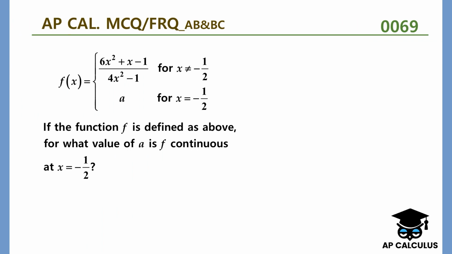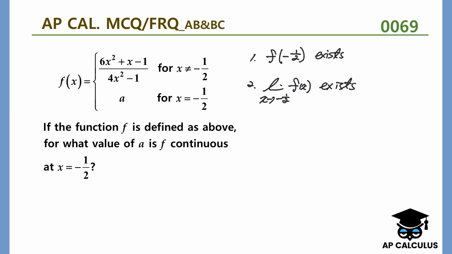Question 69. If the function f is defined as above, for what value of a is function f continuous at x equal to -1/2? Okay, there are three conditions for f to be continuous at x equal to -1/2. Number 1, the function f at -1/2 has to exist, right? So this value has to exist. Number 2, limit as x approaches -1/2, f of x has to exist.